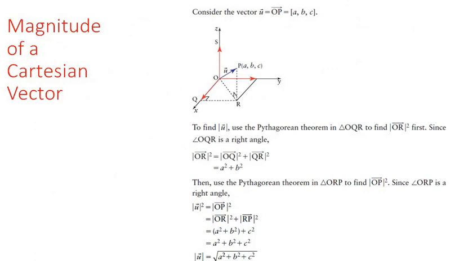How do we find the magnitude of a Cartesian vector? The magnitude of the Cartesian vector, as we see at the bottom here, is the square root of a squared plus b squared plus c squared. That's how you find the magnitude of a vector in 3D.